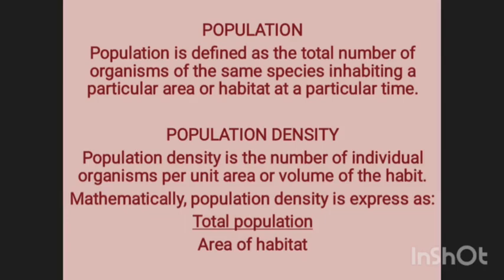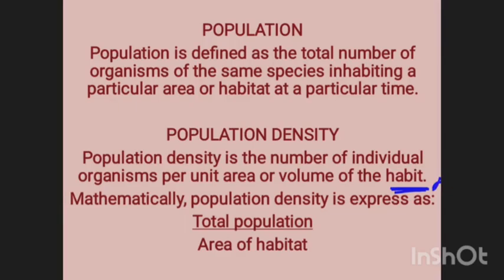I take it again. This is defined as the total number of organisms of the same species inhabiting or living in a particular area or habitat at a particular time. Then we have what we call population density. This is the number of individual organisms per unit area or volume of the habitat. Take note of the habitat that is there. So population density is the number of individual organisms per unit area or volume of the habitat.